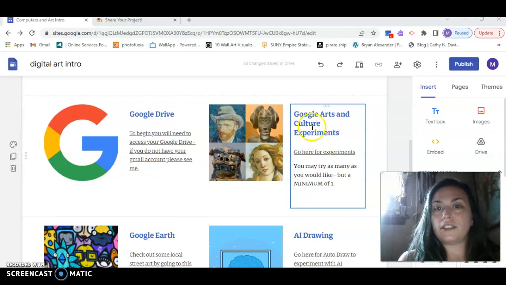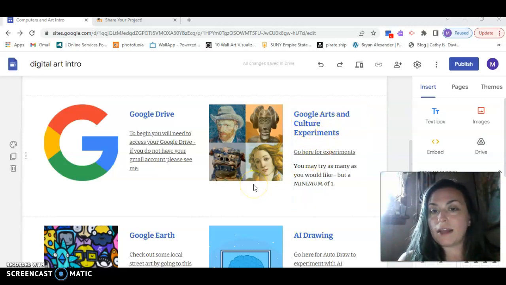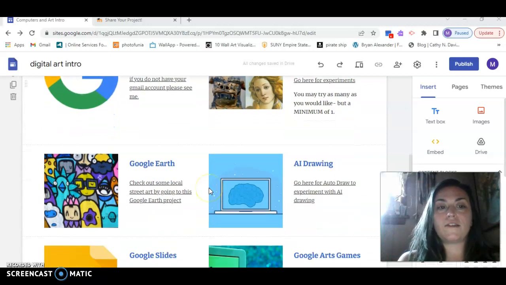With Google Arts and Culture experiments, they were able to go on there, and there are all different experiments, as they call them. Some are based in science, some are based in the arts, some are based in historical aspects, and they had a lot of fun using those.